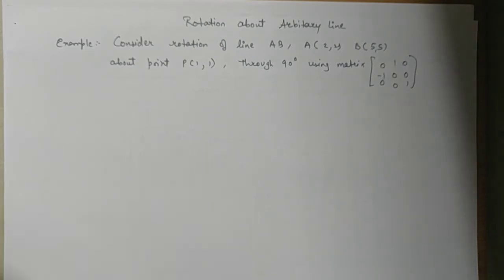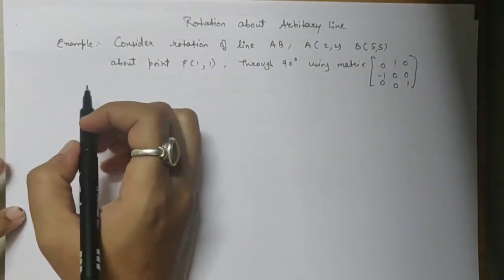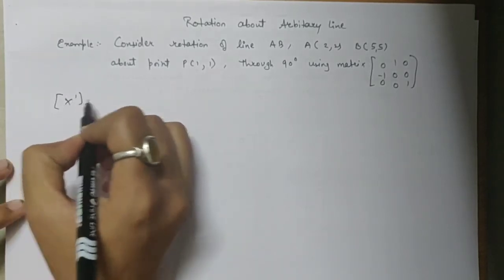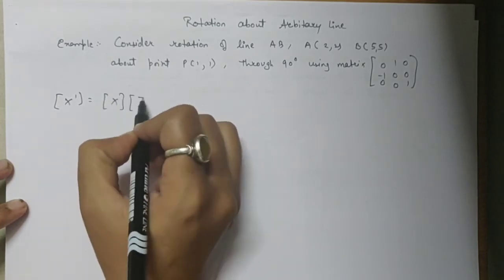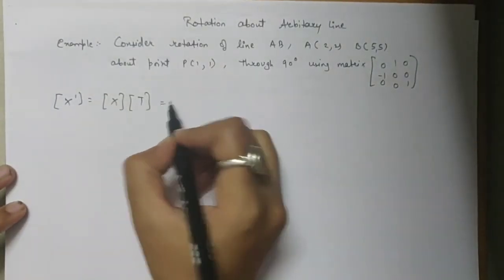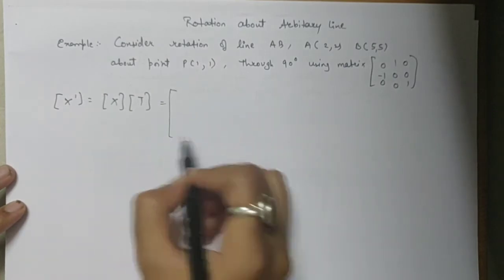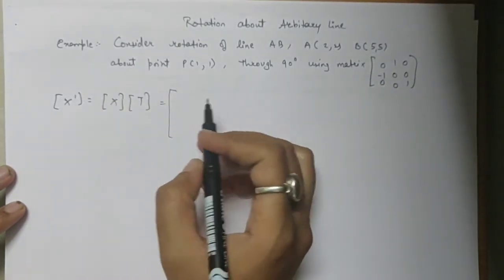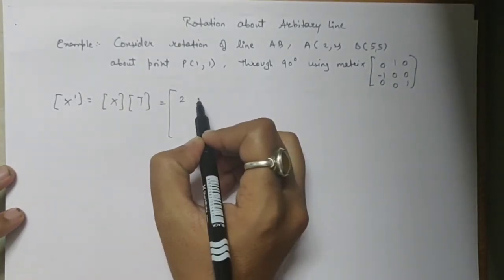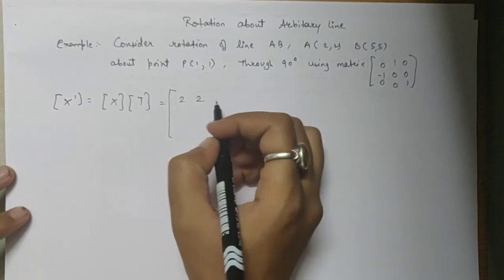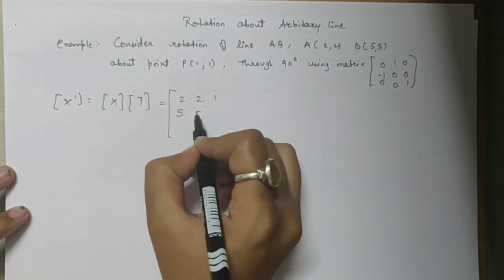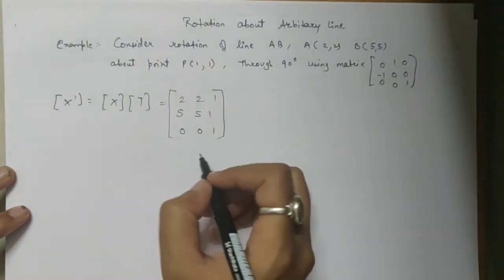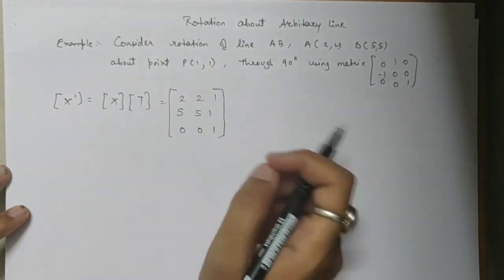The formula to calculate the rotation about the arbitrary line is X' equals X into T. So here, X is given by these points: 2, 2, 1; 5, 5, 1; and 0, 0, 1. This is my original points.